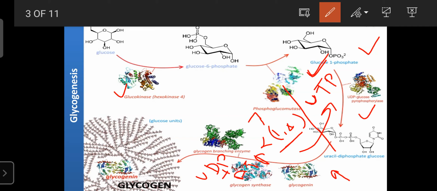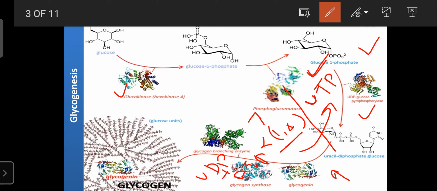That UTP is supplied from this reaction during the glycogen branching reaction, where the released UDP can react with ATP to form UTP. Like that, glycogenesis requires the ATP molecule.